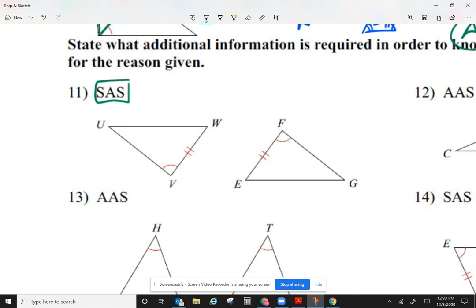I don't need the angle because it's already marked. I only have one side marked. So the one side that I will need on one of my triangles is this side. The side that I will need on the other triangle is this side. When we're talking about sides, we use two letters. So my answer will be, I need the side UV or VU, however you want to call it. Make sure you use the two letters that use that side equals FG or GF.